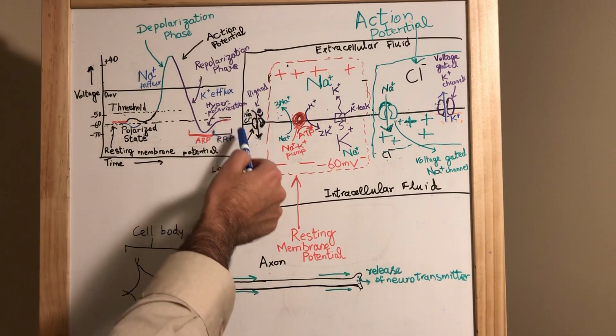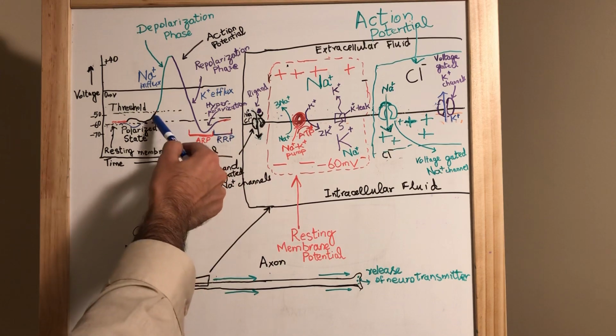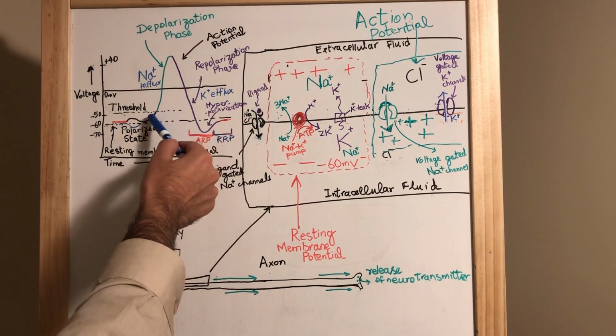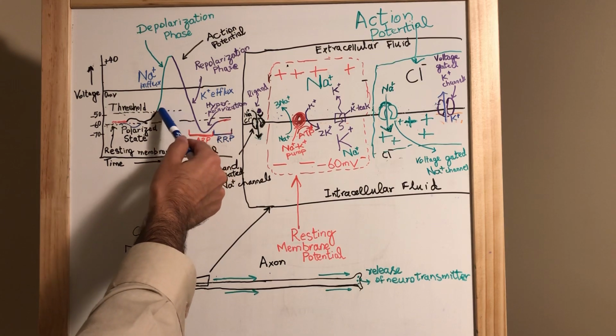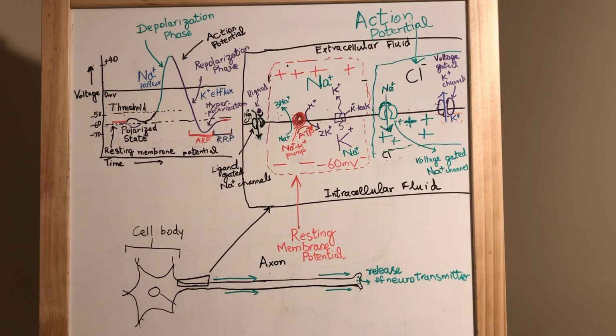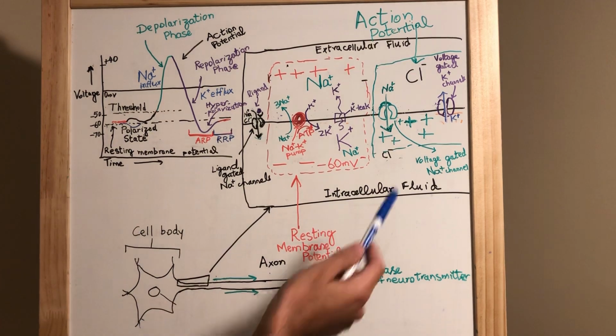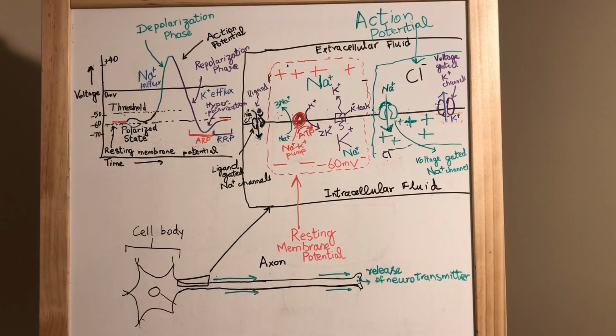When enough sodium ions enter into the cell, resulting in enough decrease in the negative charge of the cell membrane that it reaches a threshold, say minus 50 millivolt in this example, then reaching the threshold results in opening of voltage gated sodium channels in the membrane.